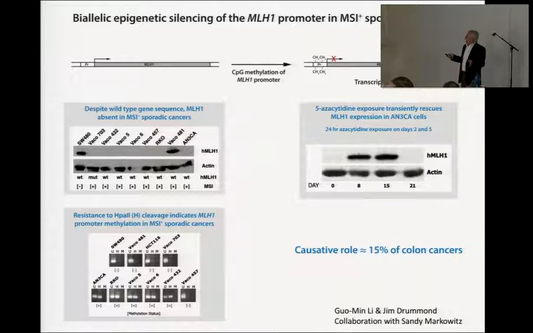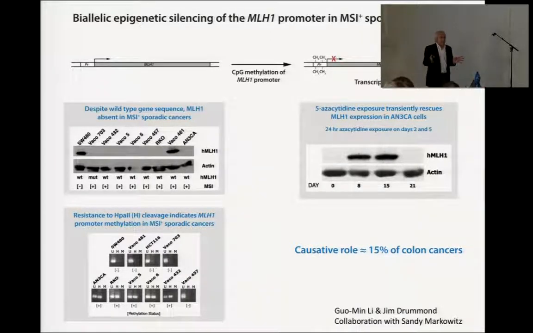The gene is perfectly normal, but it's not transcribed. The MLH1 polypeptide is not produced, and this results in a mismatch repair defect. And the proof of that is shown here. So some of you may know treatment of cells with 5-azacytidine transiently reverses cytosine methylation. And as you can see, that results in transient production of the MLH1 polypeptide. Turns on, and after several days, it turns off.